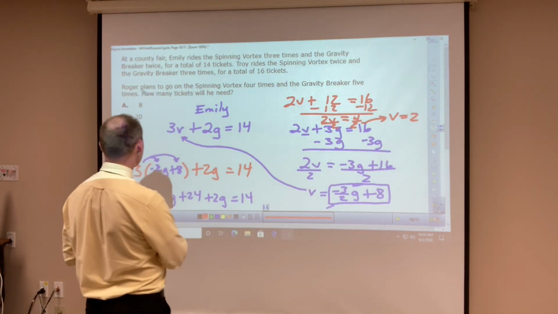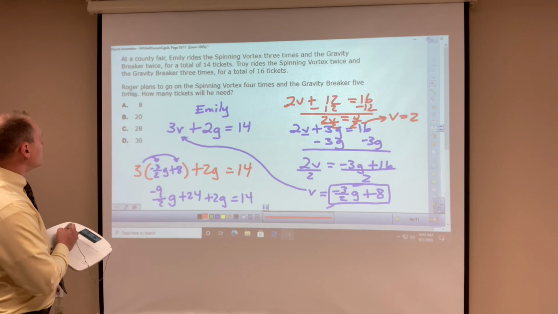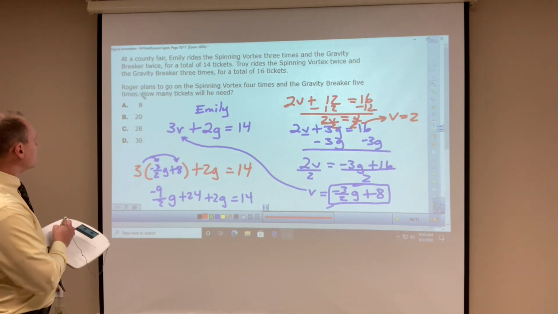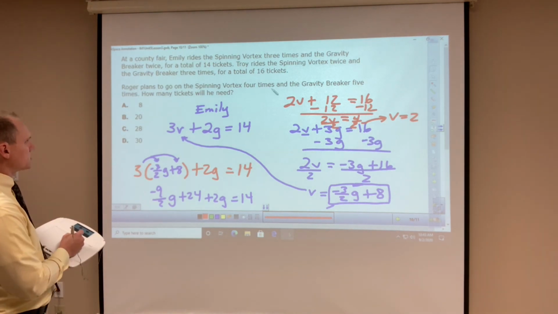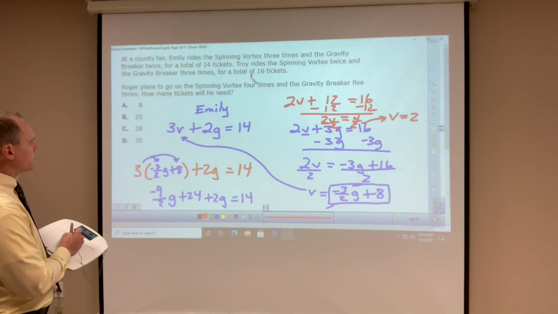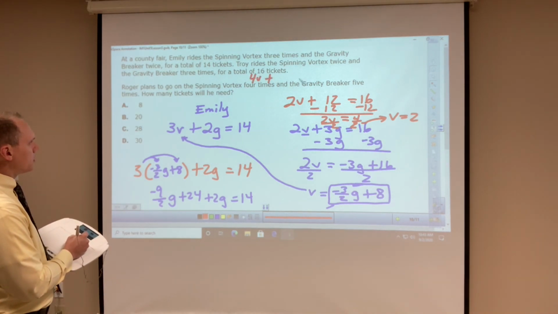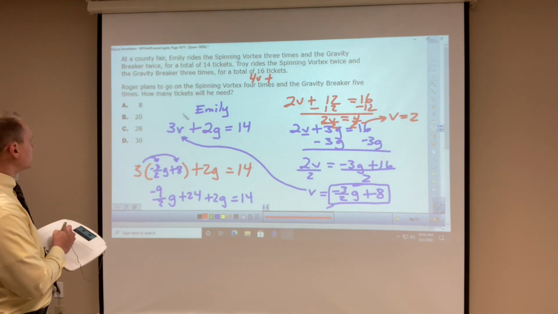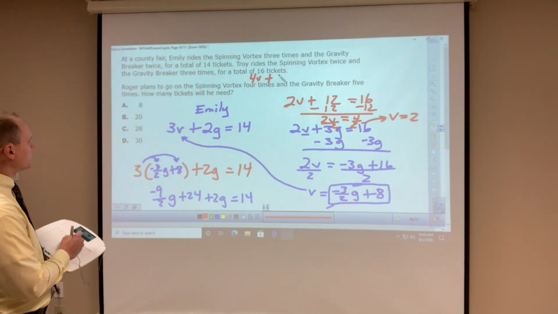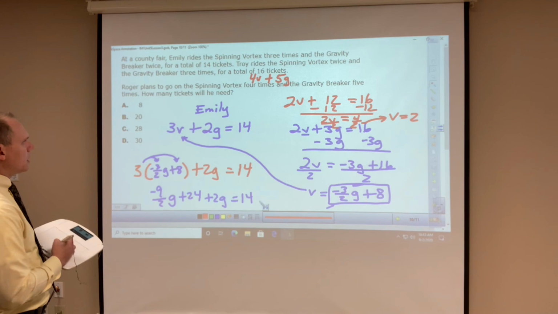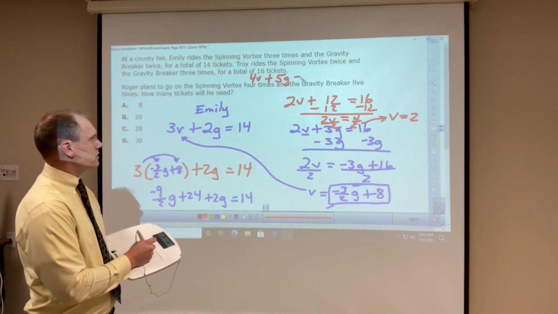So now we can think about Roger. I said Troy earlier, but I meant Roger. So spinning vortex 4 times, so that would be 4V plus gravity breaker is 5 times, so it'll be 5G. And we want to know what the total is.